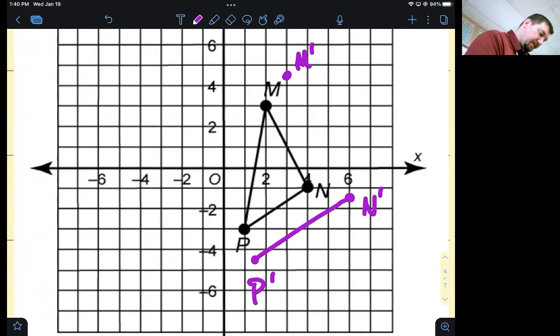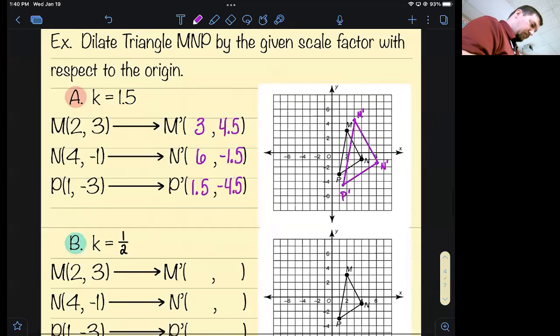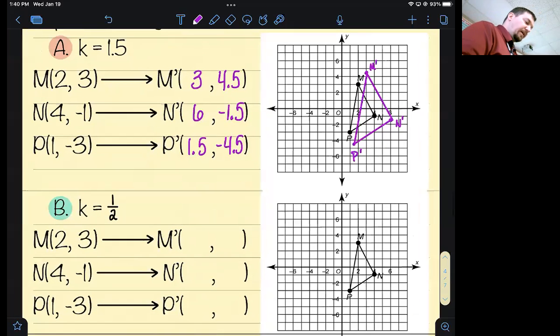Then connect, connect, and connect. And I won't do it just because we're low on time, but if I draw a line through M prime and M, N prime and N, and P prime and P, they should all meet at the origin because I'm dilating with respect to the origin. I'll leave that up there if you're still finishing. We'll move on to example B.